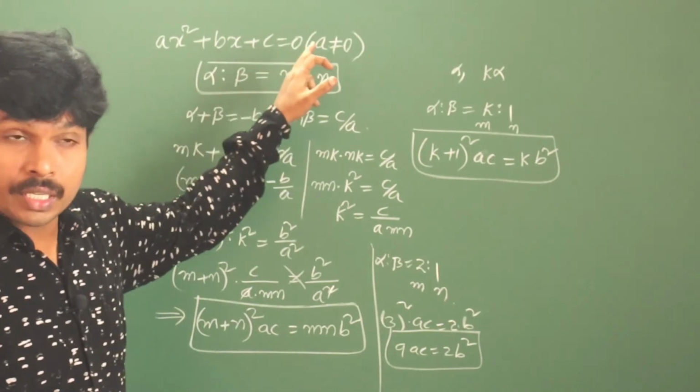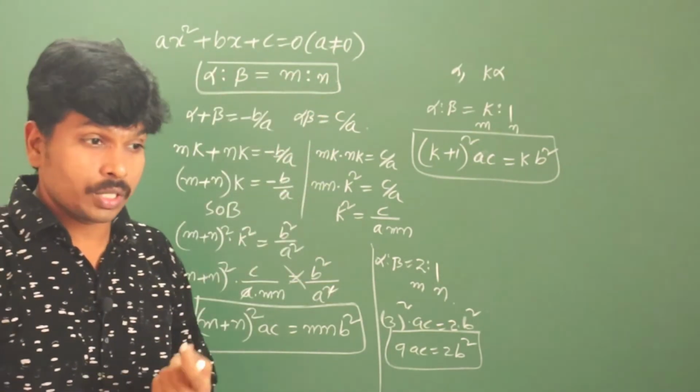Here your quadratic equation is ax square plus bx plus c equal to 0. No? Good.